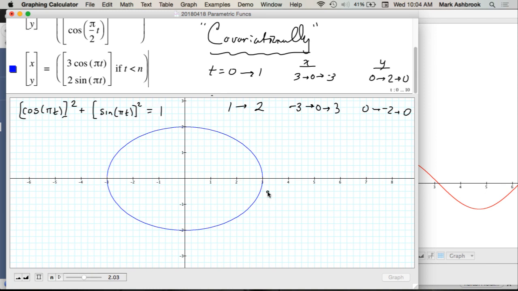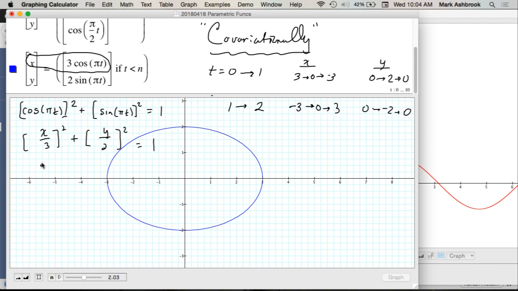So now how do we get x's and y's involved? Is cosine equal to x? No. What is cosine equal to? X over 3. Do you see that? Because x equals 3 cosine pi t, then cosine pi t equals x divided by 3. Do you see it? If you isolate cosine pi t, it's x divided by 3. Same thing, what's sine equal to? Y divided by 2.